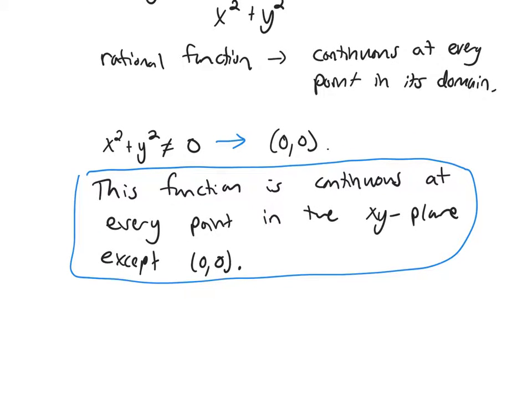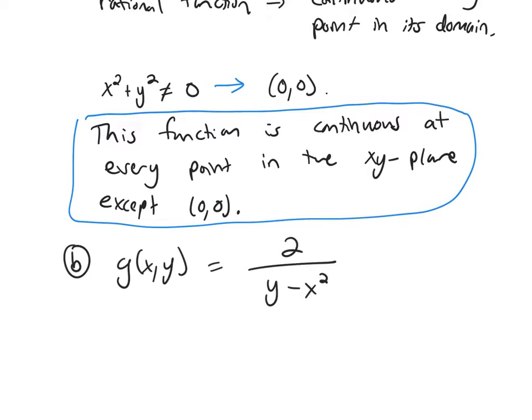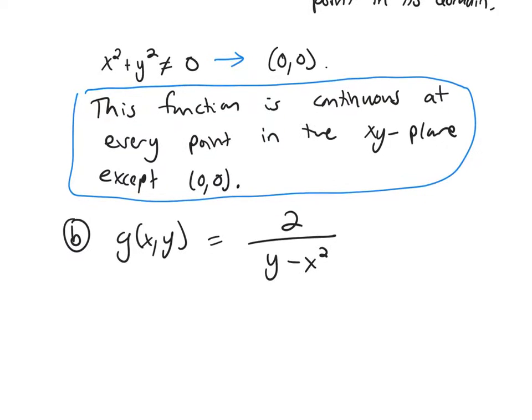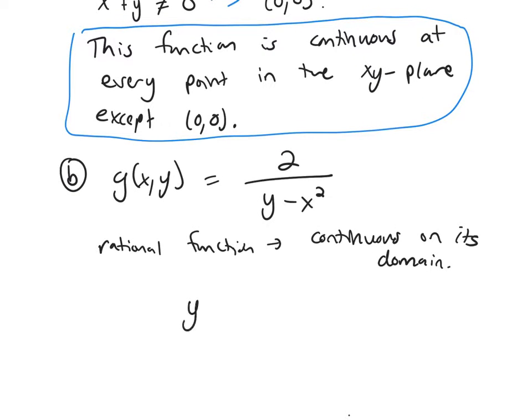So let's look at one more of these. Part B. Let's say my function g is going to be the function 2 over y minus x squared. Again, this is still a rational function, which I said before, is continuous on its domain. So I just have to find the domain here. I'm dividing, so again the denominator cannot be 0.